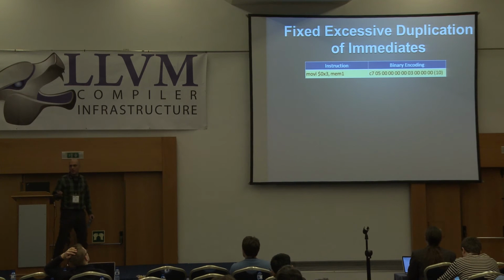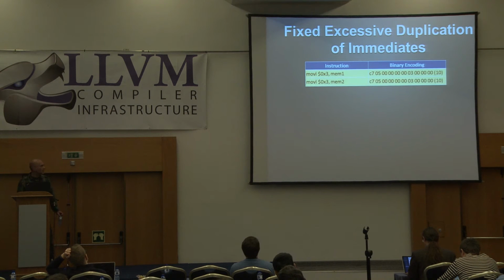OK, next, fixing excessive duplicates of immediates. As you saw in some of the previous examples, immediates can be pretty ugly to encode. In this case, a simple store of the immediate 3 takes 10 bytes. Sometimes you just really have to store an immediate to memory, and there's not much you can do about this. But what if you have another store of the same immediate to a different memory location? Picture a memset where you're copying a bunch of immediates to memory or the stack or whatever. Then we can maybe do something about this.